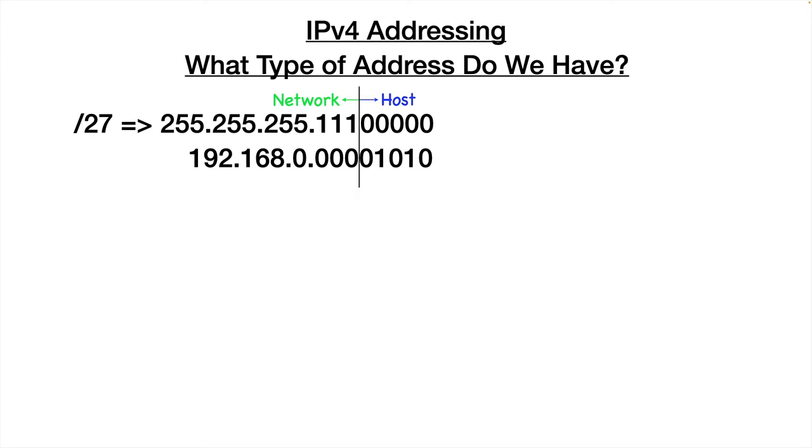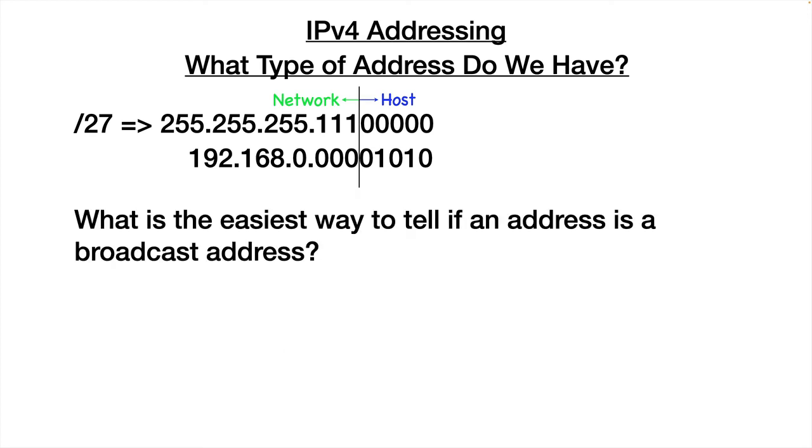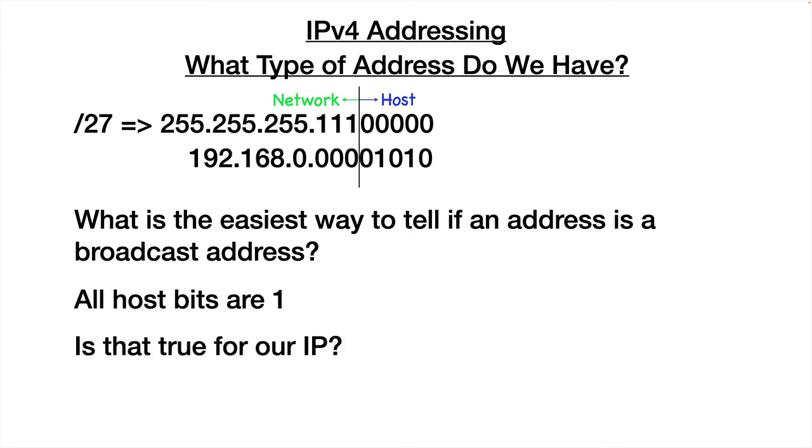Now, looking at the same setup, what is the easiest way to tell if an address is a broadcast address? The broadcast address is the last address in the subnet. Maybe an easier way to say that is all host bits are set to 1. So is that true for our IP? Is the last 5 bits 1, 1, 1, 1, 1? No, that's not true. They are 0, 1, 0, 1, 0. So that means we do not have a broadcast address.